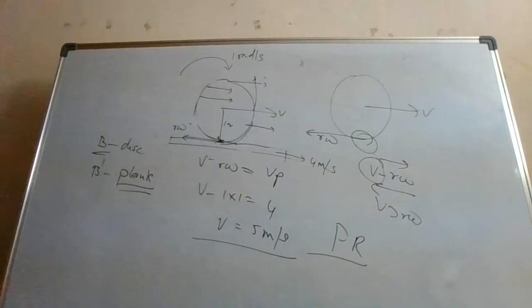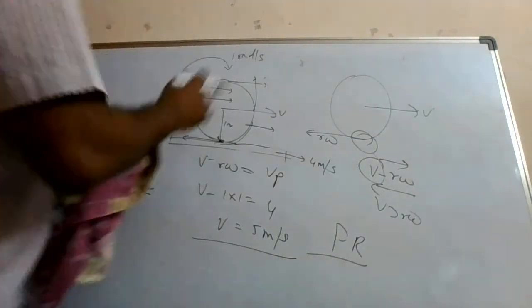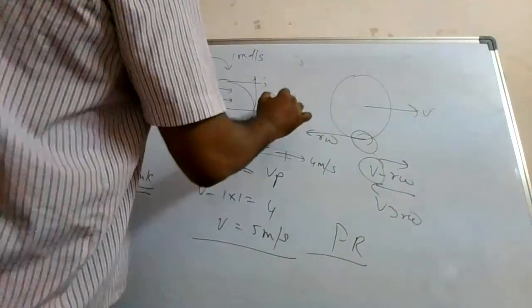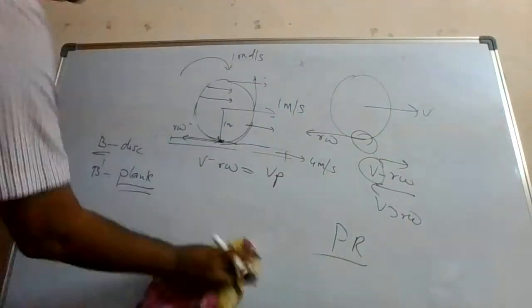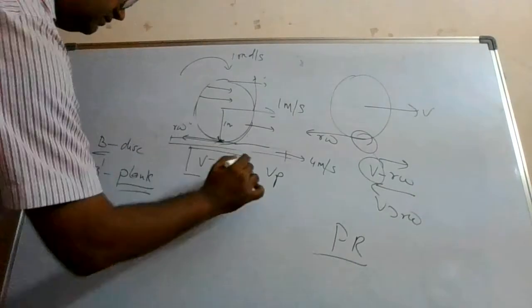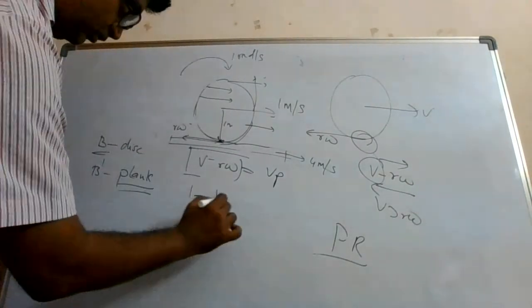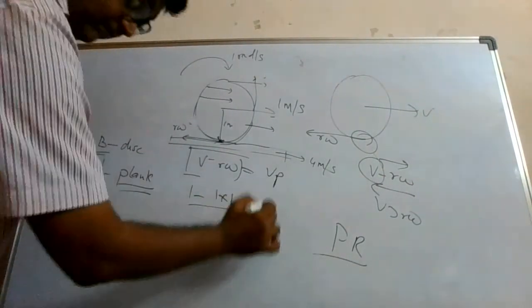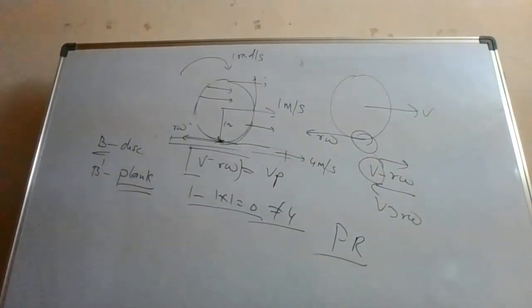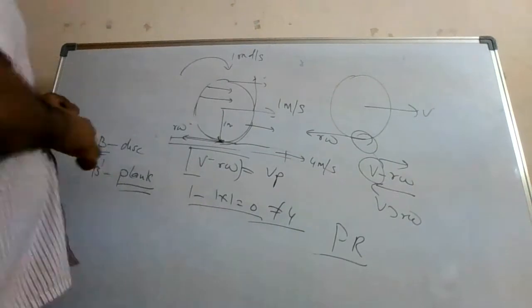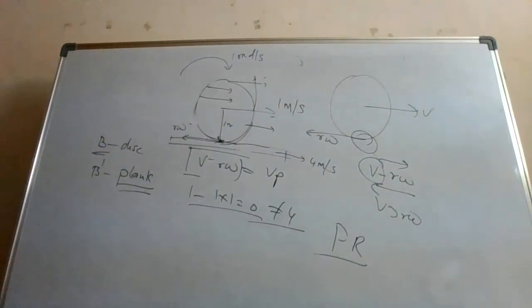Now let us say in the question this v speed was given as 1 meter per second. Then you need to calculate and see only the left-hand side. So 1 minus 1 into 1 is 0. 0 can never be equal to 4. The question of pure rolling will never come into the picture. Sometimes questions are asked in this format. You should understand the concept very clearly.